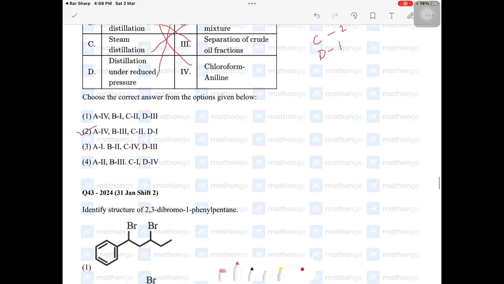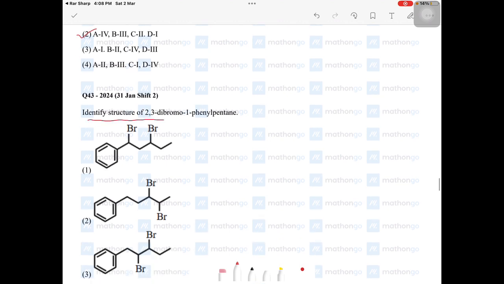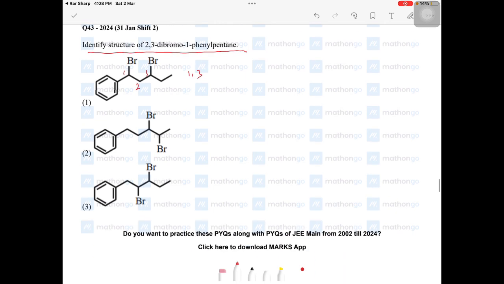Second option is correct. Identify the structure 2, 3 dibromophenyl. So it is first carbon, second, third. 1, 3 will get. First, second, third, fourth. 3, 4 will get. 1, 2, 3. So 2, 3 dibromo 1 phenyl pentane. Third one is correct.